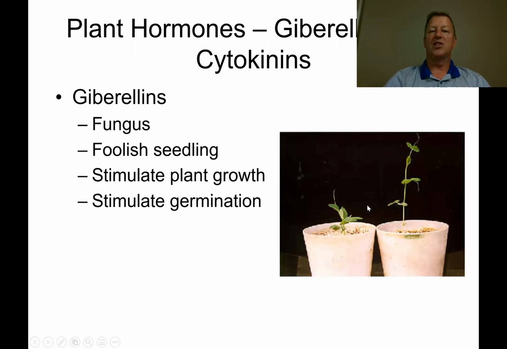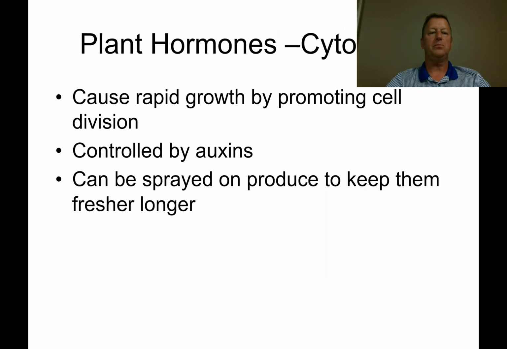So auxins move to the shaded side of the stem, causing the stem to bend and go towards the light. Gibberellins and cytokinins. Gibberellin literally means foolish seedling. Both of these are used to stimulate plant growth and germination. The cytokinins promote rapid growth through cell division controlled by auxins. If you spray cytokinins on fruit, it helps them last longer because it promotes cell division. It doesn't allow the cells to die, so it causes the cells to divide. This keeps fruit fresher longer.